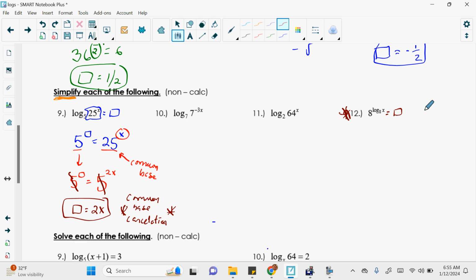How do we simplify? Well, we can do common base cancellation too with logs. If your logs and their base are the same, you can cancel them out. So if we were to simplify this, this actually would simplify to x. That's what this entire thing would simplify out to be. It would simplify to be x there. All right? So that's what it would look like.